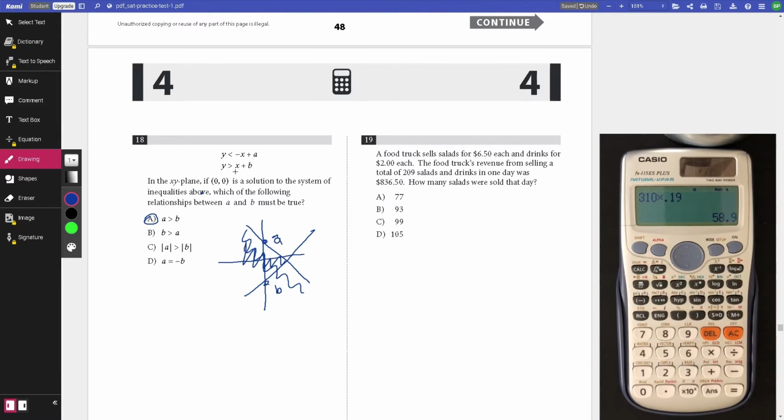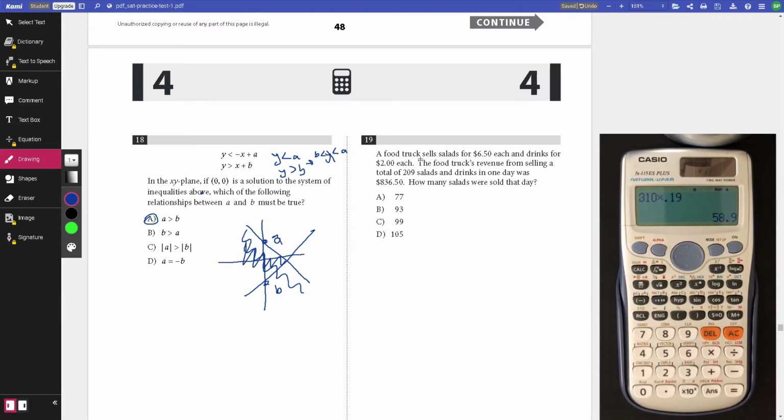Another way to do this is just to plug in 0 to both equations, or both inequalities, and then you get this. And you can rewrite this as b is less than y is less than a. You just take this out, you get the same thing. b is less than a, or a is greater than b. So the answer is A.